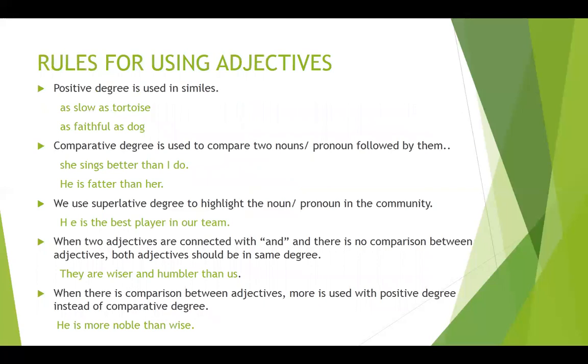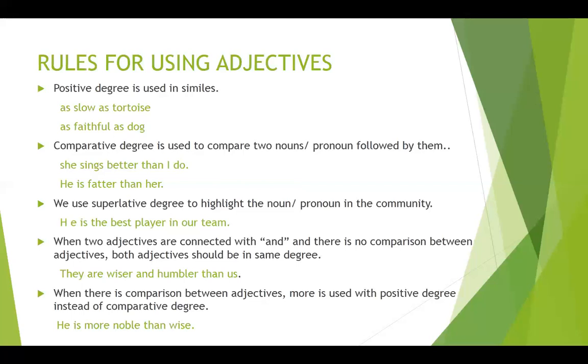Now we learn the rules of using it. How do we use it? There are 5 basic rules. Number 1, the positive degree is used in simile. Whenever we use a simile, a figure of speech, we always use the positive degree. For example, as slow as a tortoise. He is as slow as a tortoise. Second is as faithful as a dog. My friend is as faithful as a dog. When we use a simile, we always use the positive degree, though it is also used to compare qualities, but still we use the positive degree.